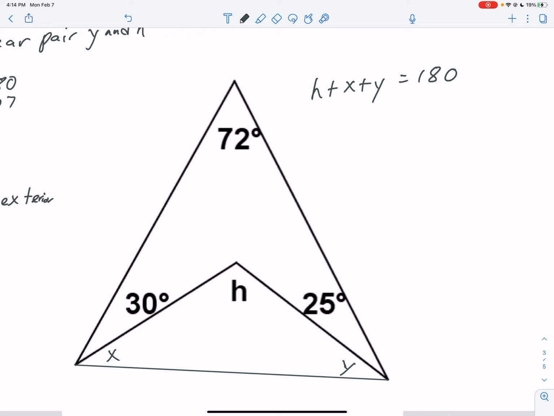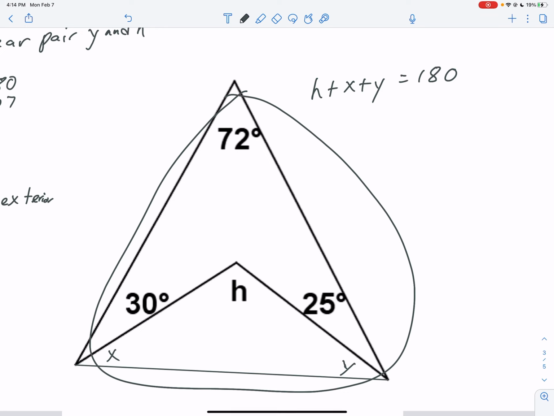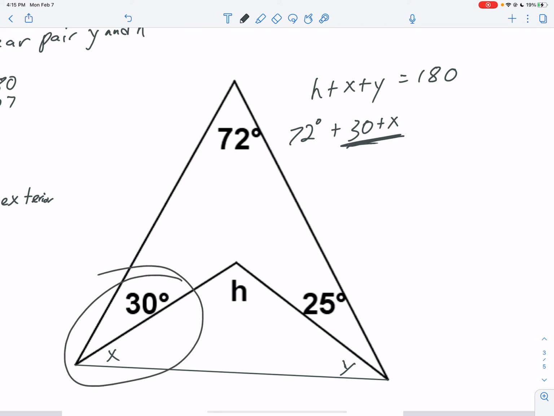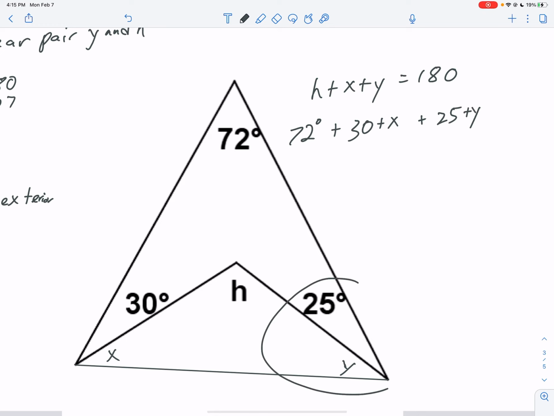And then she said, this one will be pretty easy because it's going to be the whole angle of this whole triangle, right? So she said that x right here, that she made a second equation. She said, okay, well, 72, which is this angle, plus 30 plus x, that's that whole angle. This right here is this whole angle right here. It's 30 plus whatever x is. We don't actually care what x is. That's the benefit of having x. Plus 25 plus y, because we don't care what y is. We just care about what this whole angle is. And that's equal to 180.